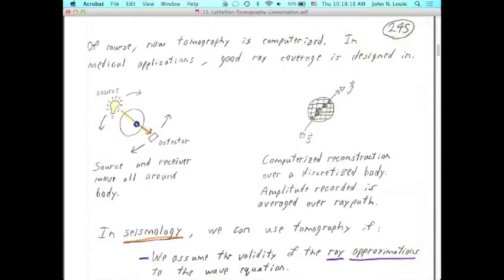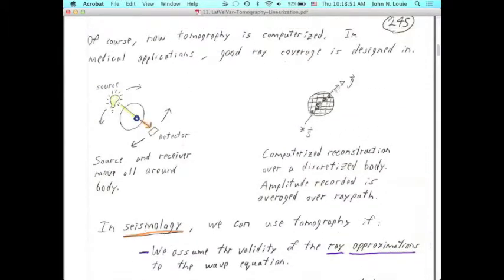And then in the computer, you take each ray and you cast that shadow from that ray back over your discretized body. And what you do is you take whatever amplitude is recorded by the X-ray detector, that amplitude is just splashed back across the whole ray, across every cell in the model space that this ray intersects. And it's averaged over the ray path. And you think, how can that work? Okay, and we'll go through the mathematics of why that can work at all. I mean, obviously, for one ray, it doesn't work at all. It's when you have thousands of rays that it works great.